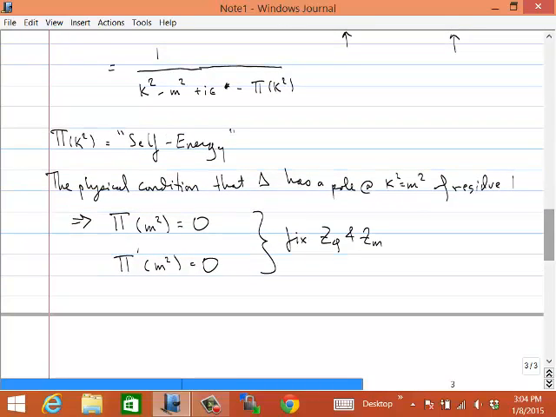Is that clear? More or less? Okay. So let's just go ahead and compute this. Enough talk. Time to compute some Feynman diagrams.